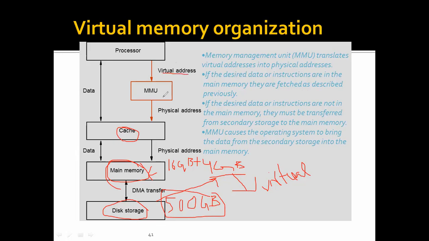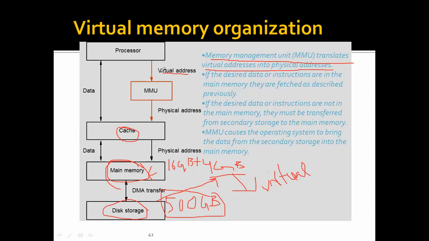MMU here means memory management unit. What is the purpose of this memory management unit? It translates virtual addresses into physical addresses. Virtual means which is not real, which is assumed memory locations. Those assumed memory locations will be converted into physical addresses. Memory management unit translates virtual addresses into physical addresses.